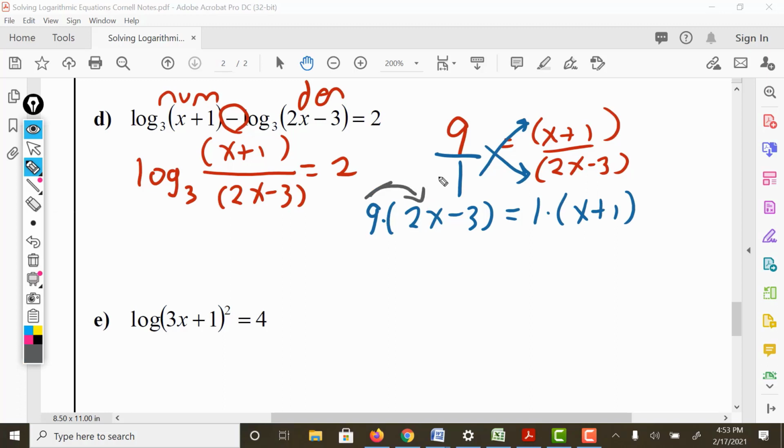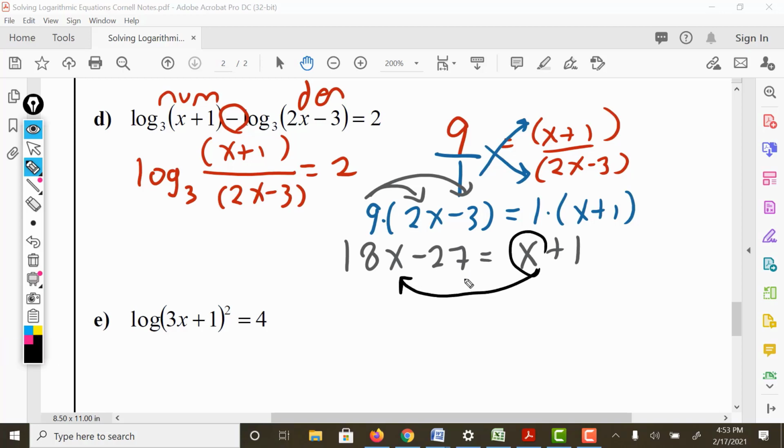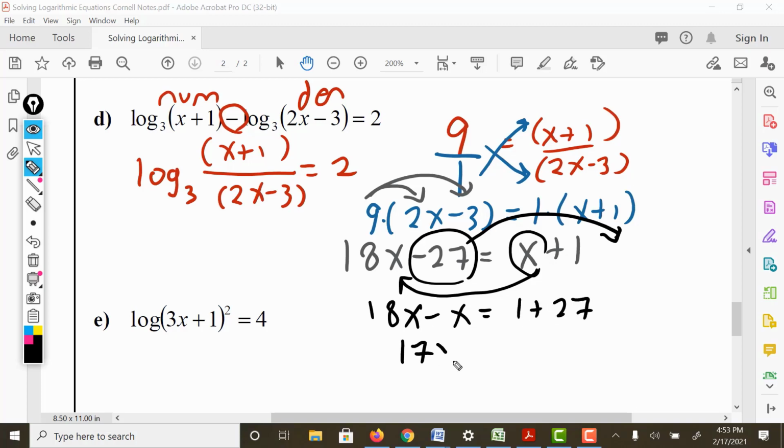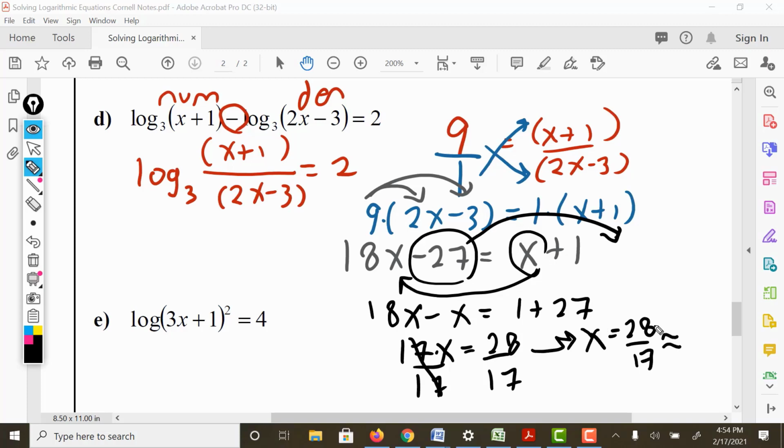We would distribute. We're going to move things around, so I'm going to move this x over here, and this minus 27 over here. We're solving for x, right? Combine like terms. That's the exact answer.